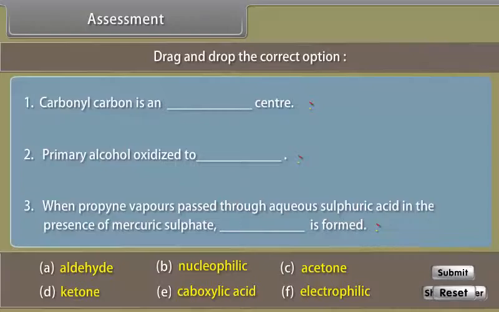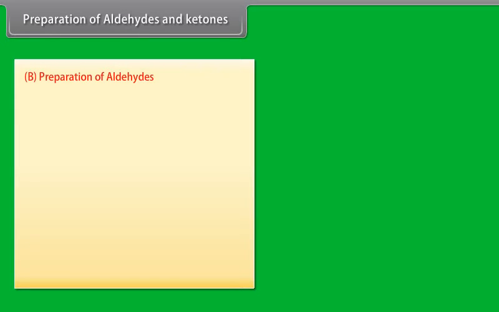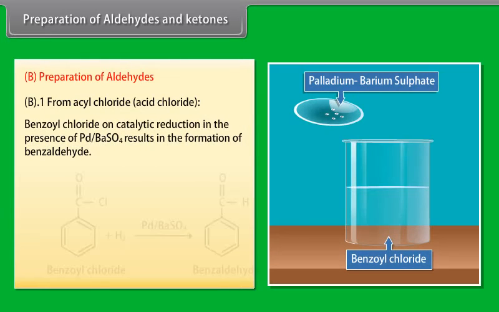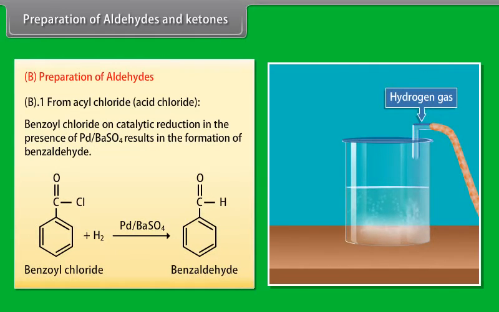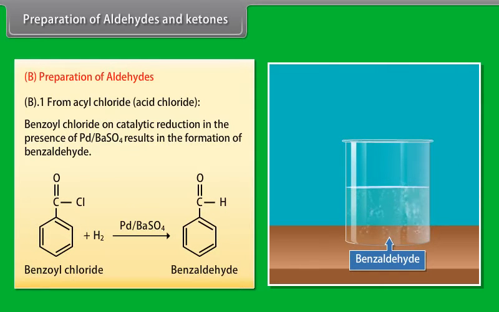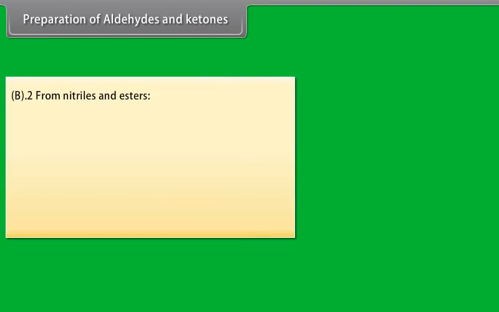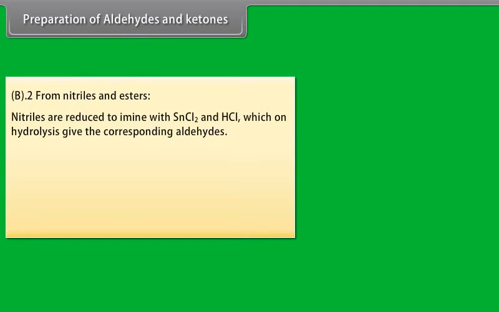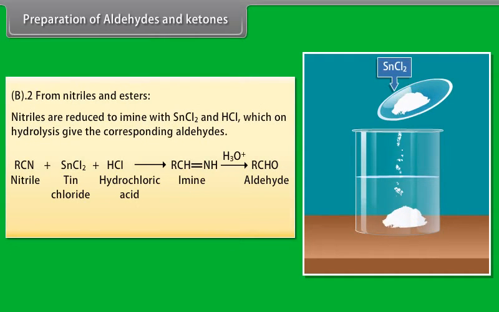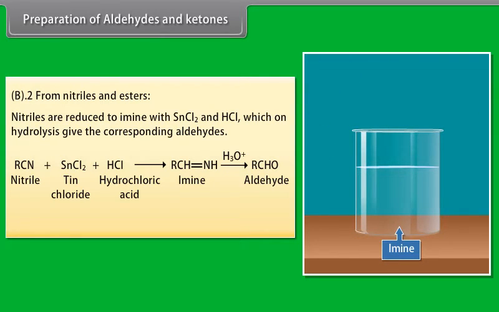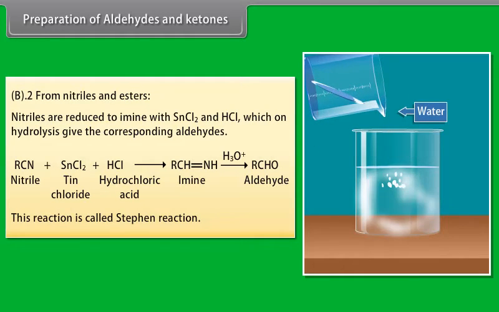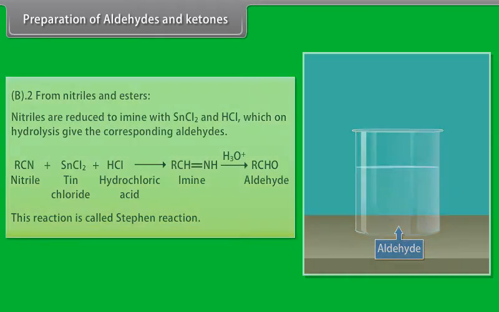Ozone gas reacts with ethene and forms an intermediate, that is ozonide, in which some zinc is mixed along with water and forms methanal and hydrogen peroxide. Ozone gas reacts with 2,3-dimethyl-2-butene and forms an intermediate, that is ozonide, in which some zinc is mixed along with water and forms propanone and hydrogen peroxide. By hydration of alkynes. When acetylene vapors are passed through aqueous sulfuric acid in the presence of mercuric sulfate, acetaldehyde is formed.